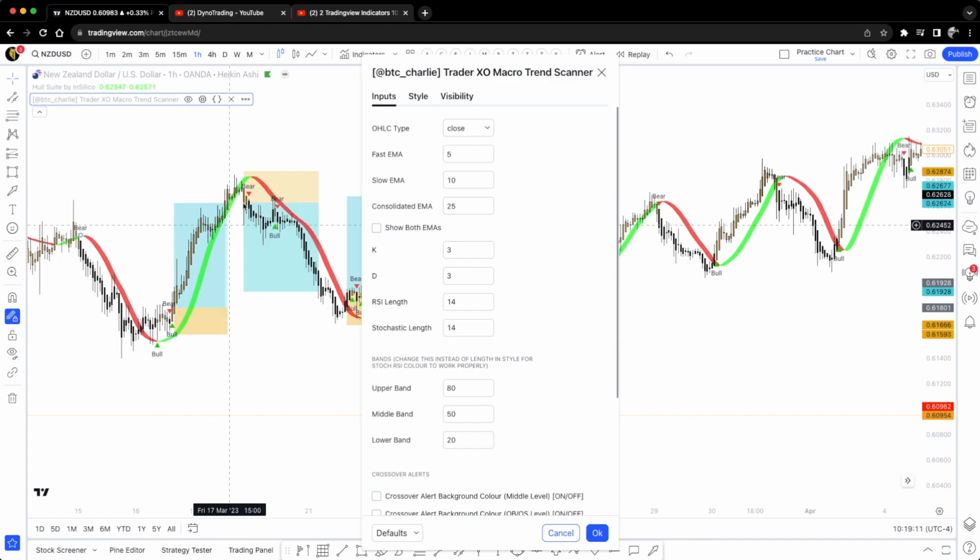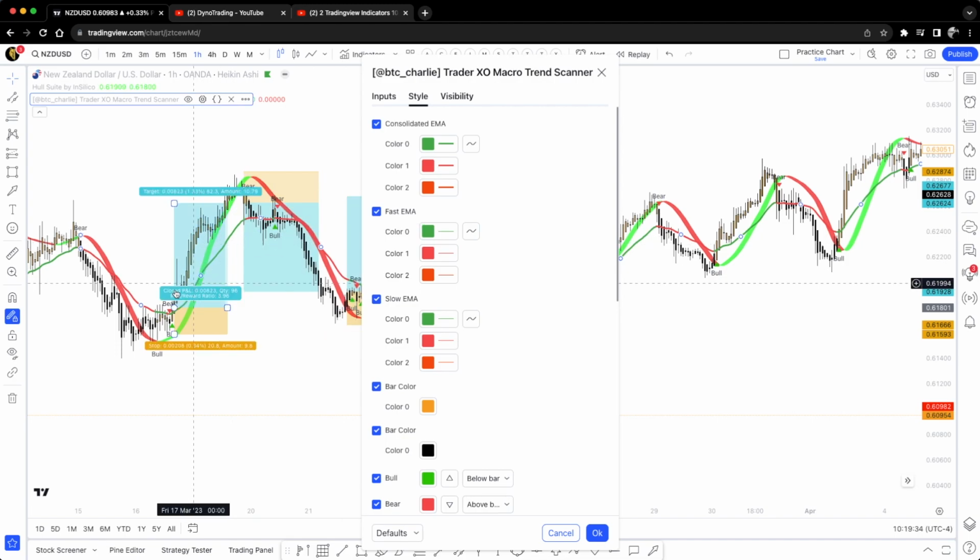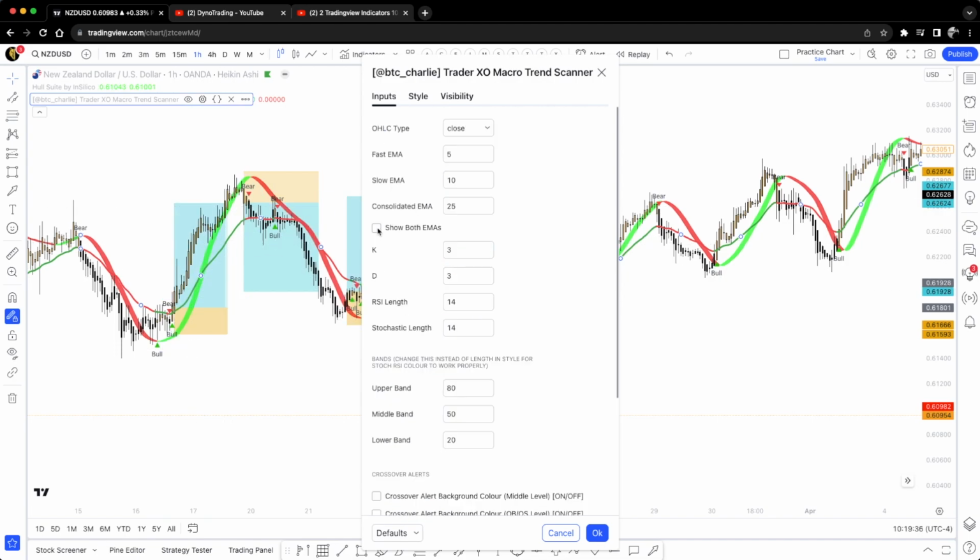The way I have it, the closest to his indicator is the number 5 and number 10. Those are the ones I currently have. And that's basically it. If you want to change the color, it comes with all these lines, and also comes with this.